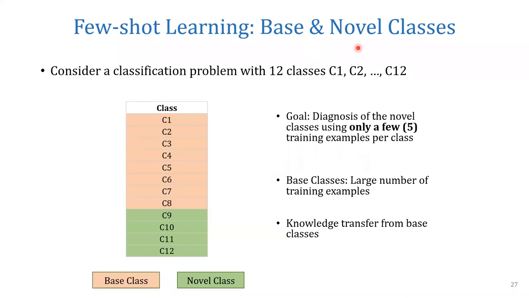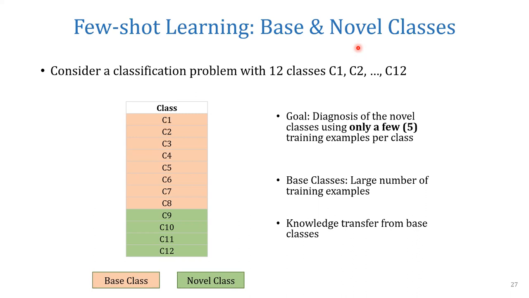We have to find a way to train the deep feature extractor for our few-shot learning tasks, or the feature extraction task. Therefore, we divide all the chest diseases and conditions, or all the target classes, into two categories. One is called the base classes, and the other one is called the novel classes.